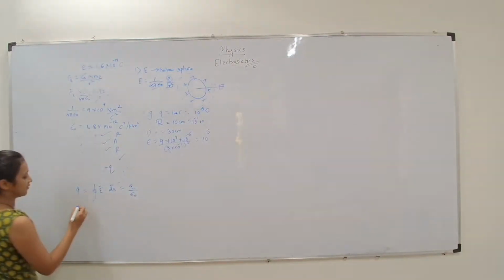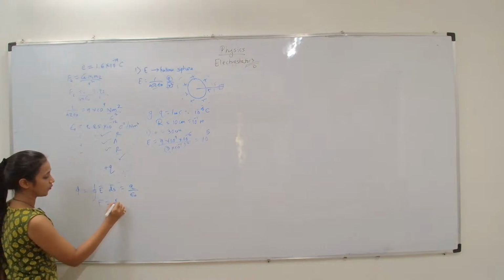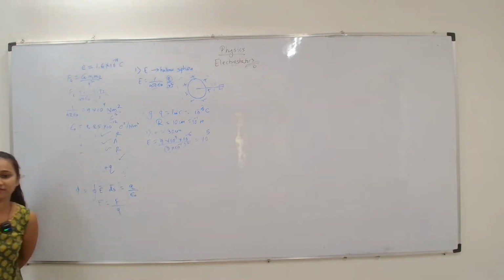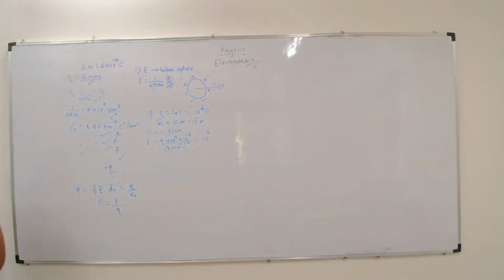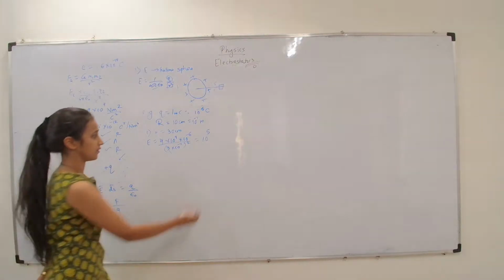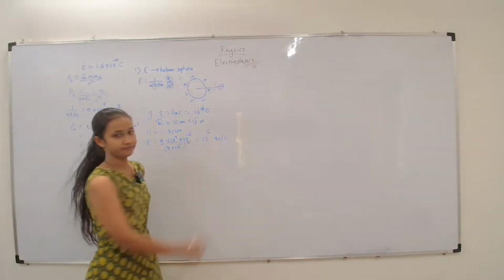One more formula for this electric field is force per unit charge. Force acting on a unit charge. So it is Newton per coulomb.